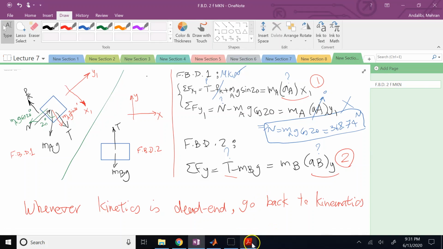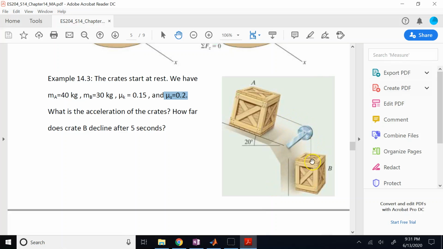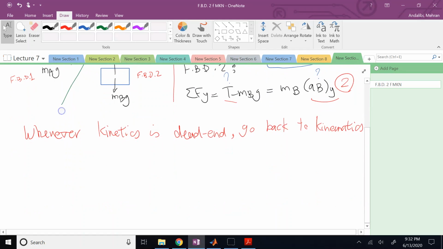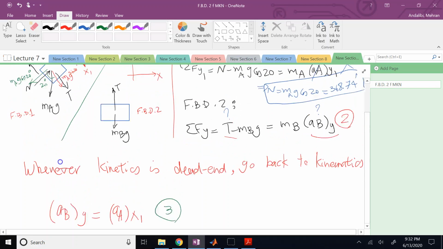Why? Because these 2 objects are connected by a rope, and this rope cannot be stretched. Therefore, this object in the x1 direction and this object in the y direction, both along their direction of motion, have to move the same amount at the same time. Otherwise, this rope is going to be what? Stretched, which it cannot, or it's going to be compressed and it's going to lose its tension, where T is going to go to 0. So if we want to maintain this tension, we have to have what? AB in the y direction should be the same as AA in the x1 direction, because the 2 objects are connected by a rope. They have to move with the same acceleration.